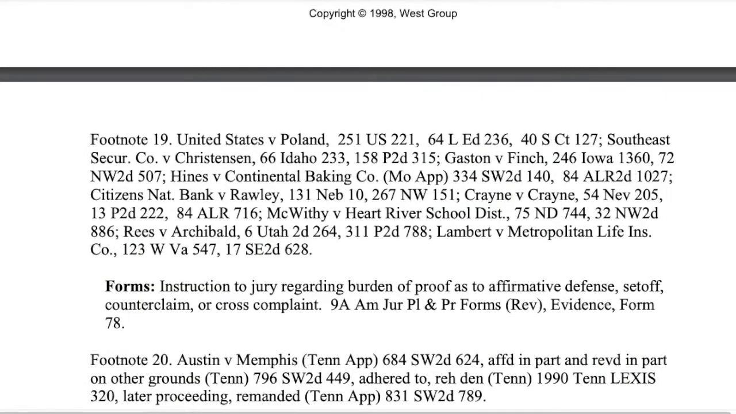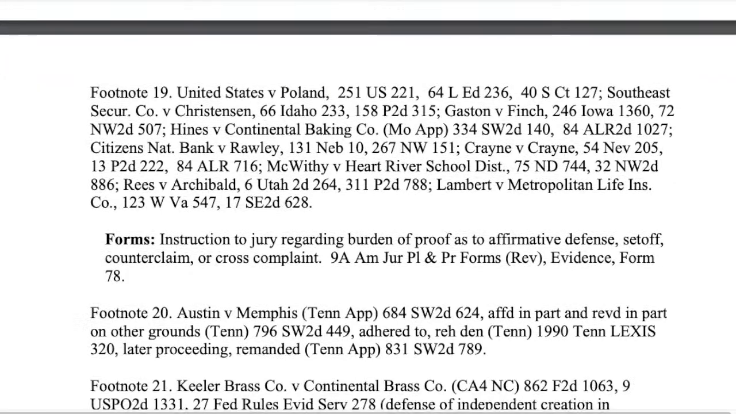Footnote 20, Austin versus Memphis. Part is on other grounds. Here too, Lexis later remanded. 1990.